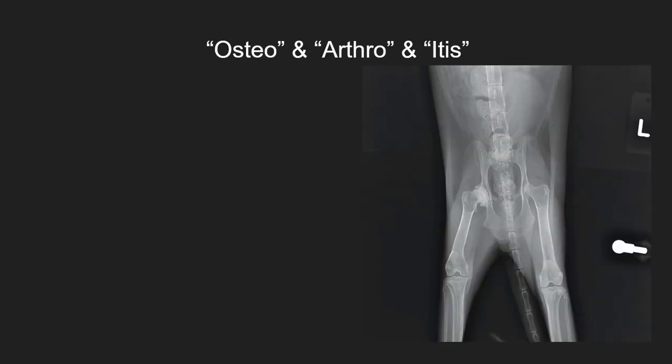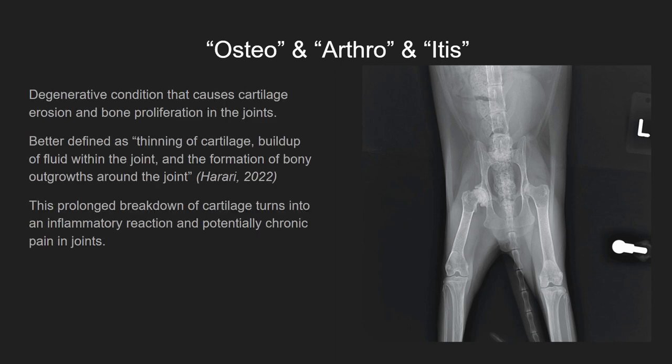We're going to break it down into its base words: osteo, meaning the bones; arthro, which relates to the joints; and itis, which is an inflammatory disease. So all three of those, it's a bone joint inflammatory disease. Osteoarthritis is a condition that causes the cartilage to erode, as well as proliferation in the joints.